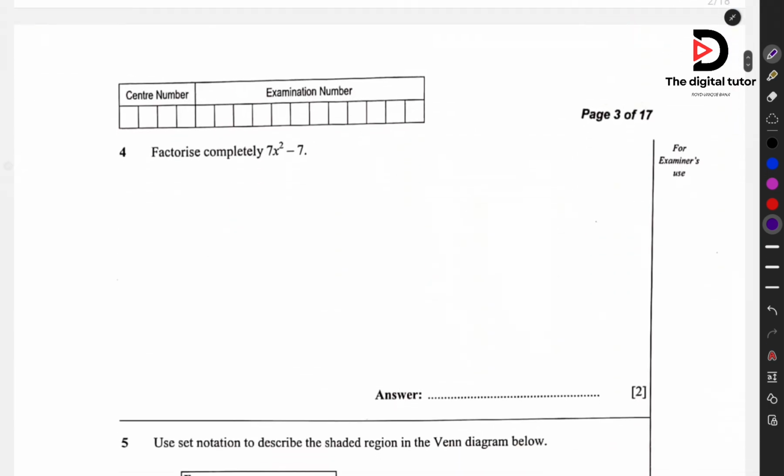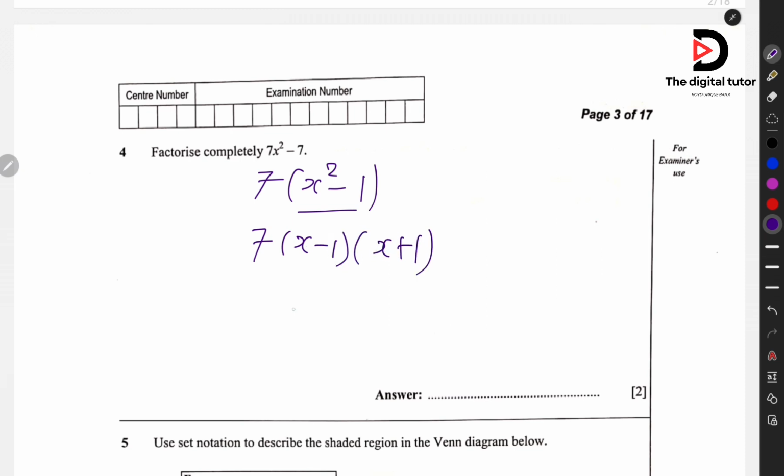Let us look at this one, factorize. That is question 4. Factorize. So for us to factorize, we first look at what is common here, and what is common is a 7. Then what remains is x squared minus 1. Now when you have such an expression, we are looking at a difference of two squares, and therefore inside it will be (x minus 1)(x plus 1), difference of two squares.